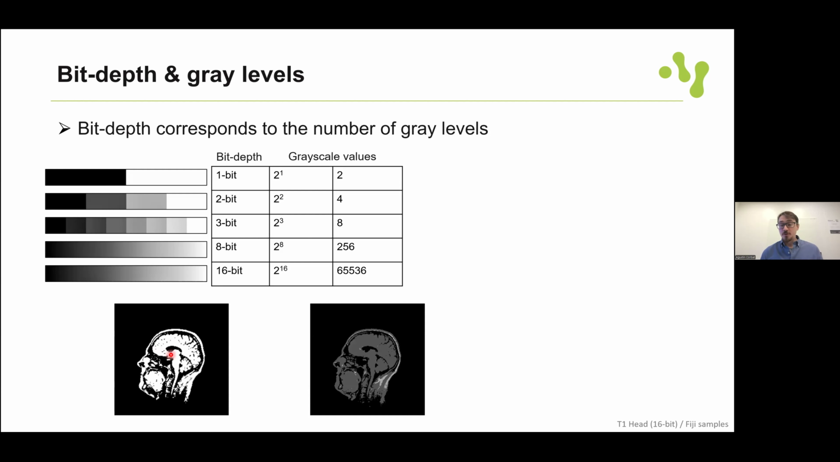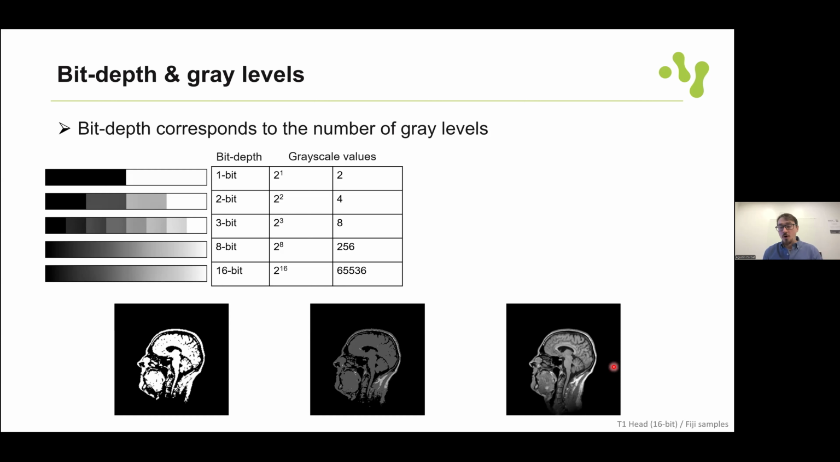We could go a bit further and say, okay, let's take a bit depth of 2. Then we have 2 to the power of 2. That means we have 4 possible gray values here. And if we check the image, we start seeing that some of the structures within this head that we were imaging have a different intensity or a different gray color.